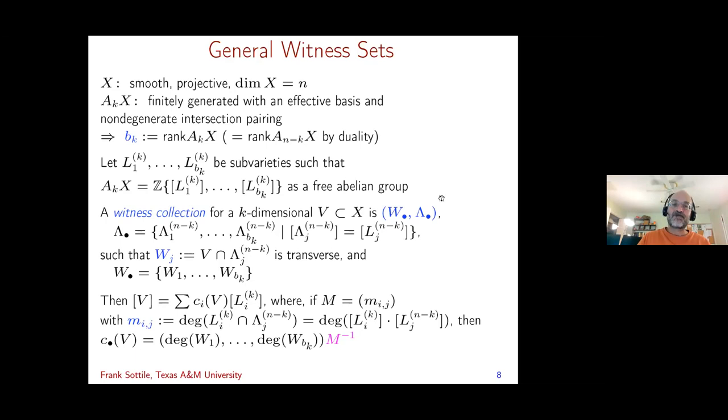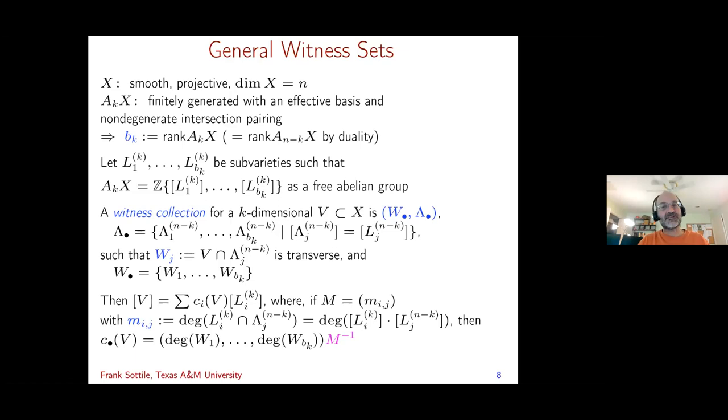Okay, and you have this for all k. Now a witness collection, I should have called it the collection of the page before, because it's a set of sets maybe, and using sets for two different things in one sentence is a yellow card. So a witness collection for a k-dimensional set is a pair.